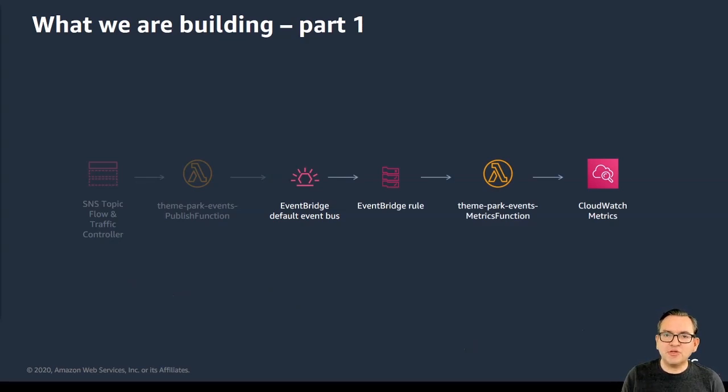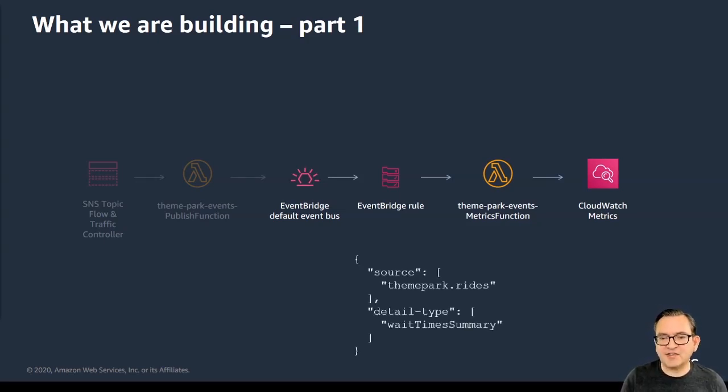Next, once you put an event onto a bus, you then create a rule to filter for those events. The rule itself uses JSON to match against events. So we can look for a source of theme park rides with a detail type depending on what particular field we're looking for. In this case, a metrics Lambda function that publishes to CloudWatch metrics. And then we can build a dashboard in CloudWatch metrics to visualize that data for the park operations team.